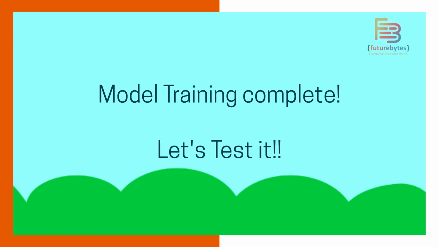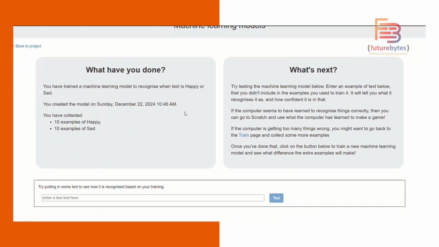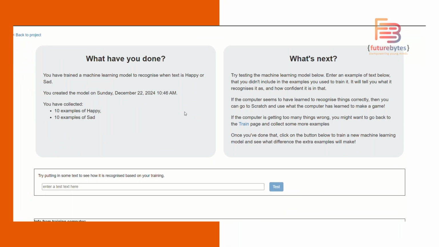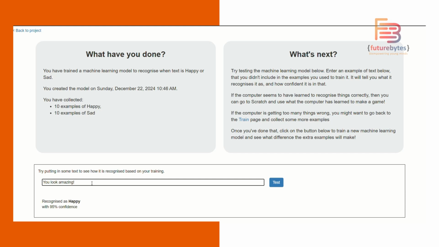So the model training is complete now. So let's test it. Once the model training is complete, you see a screen like this. You have the option to try putting in some text to test it. So now let's give it a try. Let's test how it works. Let me give an example for positive. Let's see whether it is able to predict. Oh yeah, see, it was able to predict it as happy with 95% confidence.